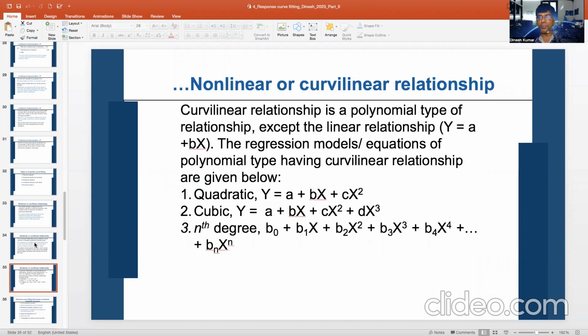Curvilinear relationship is a polynomial type of relationship, except the first-order linear relationship. The regression models or equations of polynomial type having curvilinear form are already shown to you. Y is equal to a plus bx plus cx square; cubic: a plus bx plus cx square plus dx cube, and so on. Similarly, for nth degree, in place of a you can write b0 also. In some statistics books, for the intercept they write b0, and then b1, b2, b3, b4, along with the powers 1, 2, 3, 4, 5. So this is your nth degree polynomial.